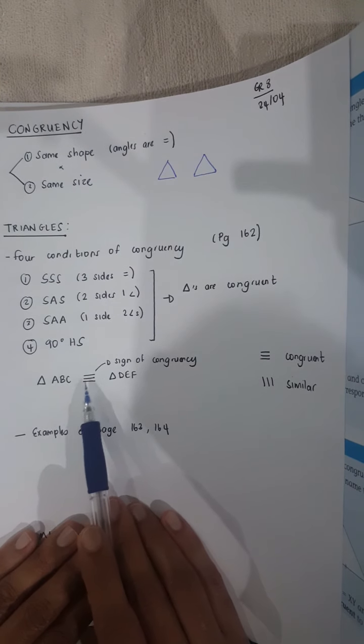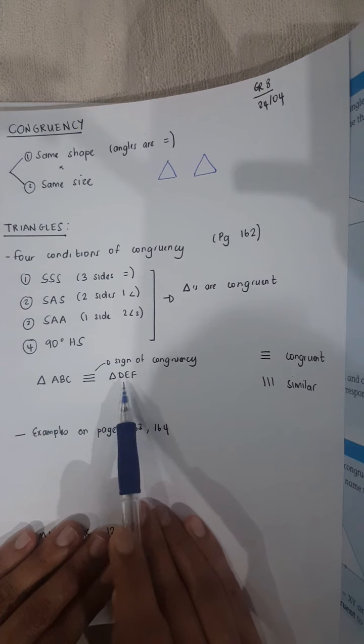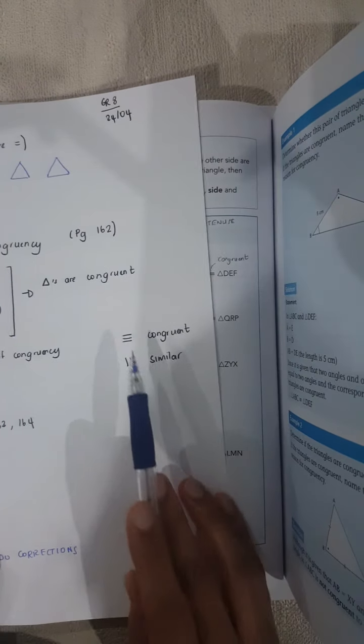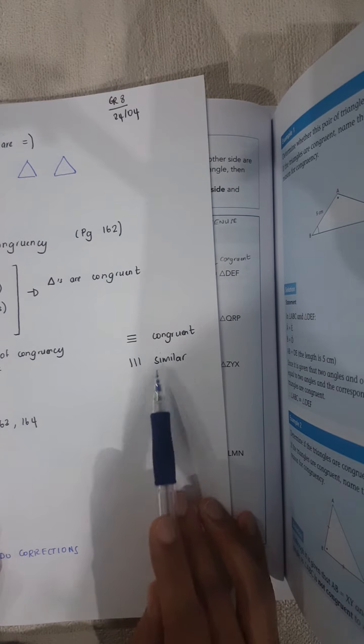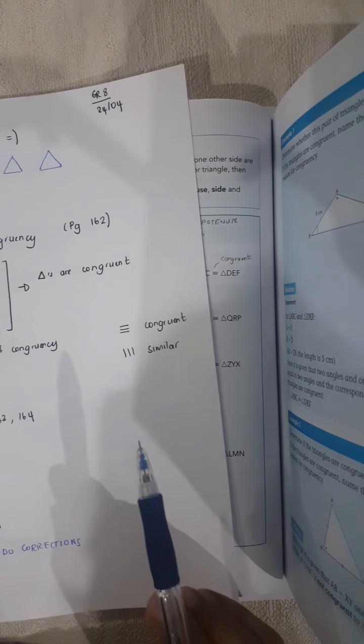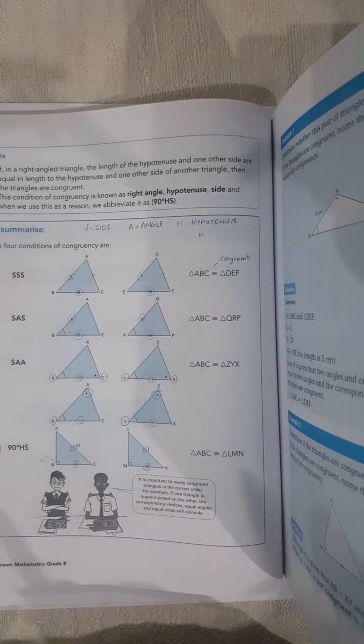triangle ABC is congruent to triangle DEF. Okay, this was the sign for congruency, and that's the sign for similar triangle. So remember it and learn it. Okay, so let's do some examples now. I'm staying in your textbook.